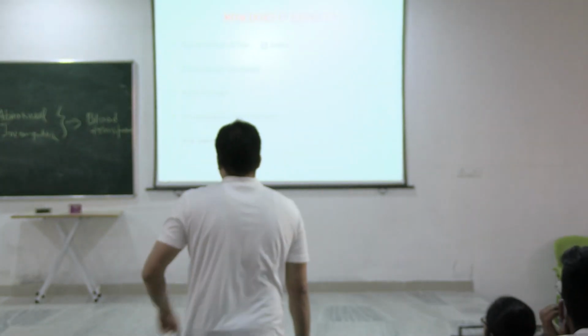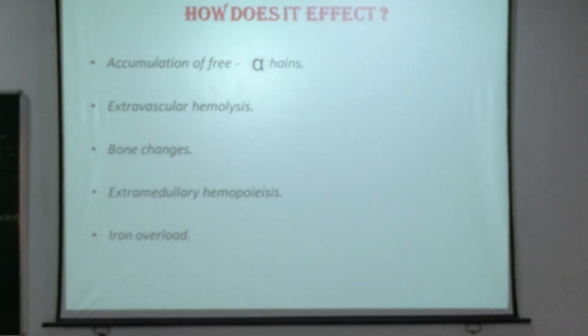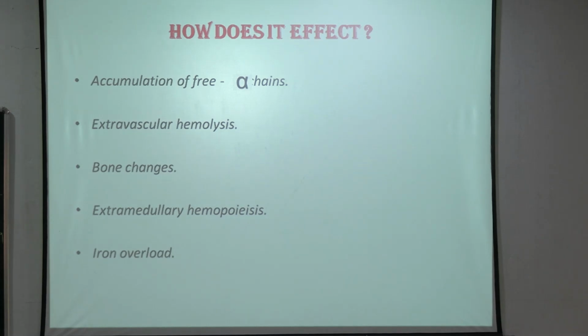So how does it affect? One is accumulation of free alpha chains. I have explained how hemolysis occurs. Free alpha chains form insoluble aggregates just below the red cell membrane, and such red cells either undergo apoptosis in the bone marrow, giving rise to intravascular hemolysis, or if they manage to escape the bone marrow into the peripheral circulation, they are sequestered by splenic macrophages and undergo extravascular hemolysis, right? So accumulation of free alpha chains, I have mentioned both.